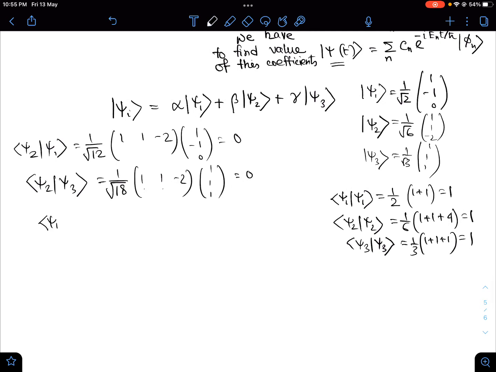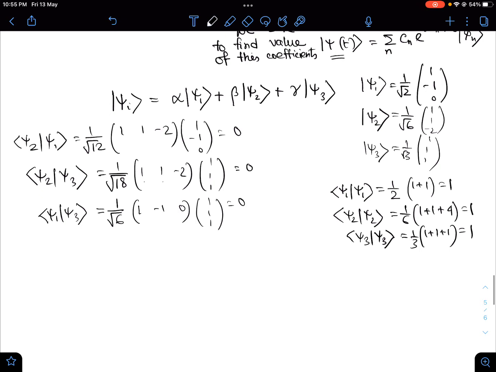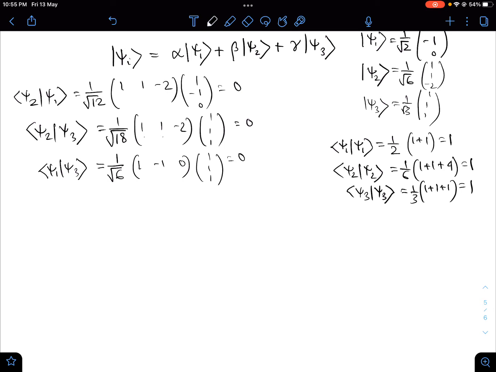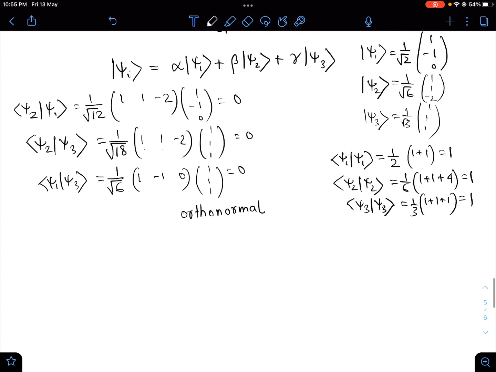And the last one is psi 1 psi 3. It gives us 1 over root 6, with (1, minus 1, 0) and (1, 1, 1). So this is also 0. So the states psi 1, psi 2, psi 3 are orthonormal. It is always healthy to check, because it takes very little time. Now it is easy to find these coefficients.